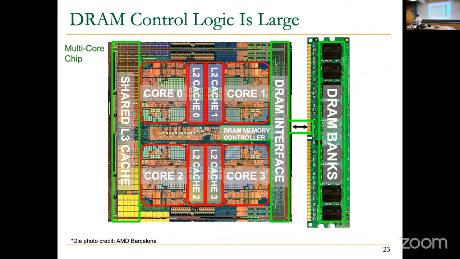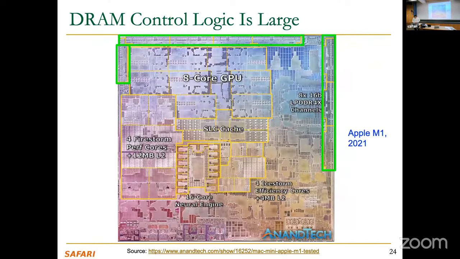Okay. So DRAM control logic is large. In this picture, this is the AMD Barcelona architecture. You can see that the DRAM interface occupies quite a large chunk of our processor chip. And this is only for one channel. And the newer chips like Apple M1 also have a very large footprint. The DRAM controller has a very large footprint in the chip design.